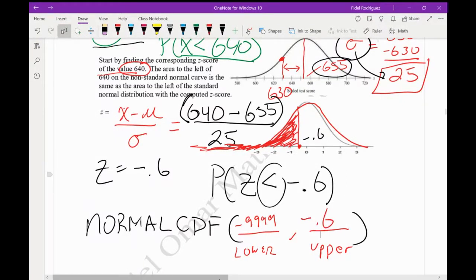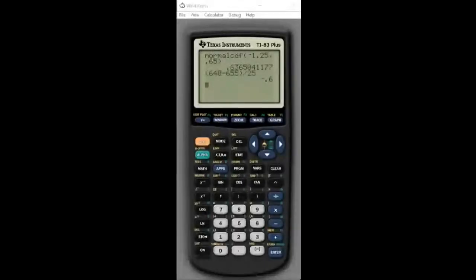We're going to use our calculator. Let me walk you through that process again to make sure everybody's good with how to do this on the calculator. I just want to make sure we're all on the same page. I'm going to come back to my calculator and clear this out. Remember, I'm going to hit second, and then vars, which is right next to clear. Normalcdf, negative with a bunch of nines, comma, negative 0.6, and we hit enter. And we're coming up with our answer.